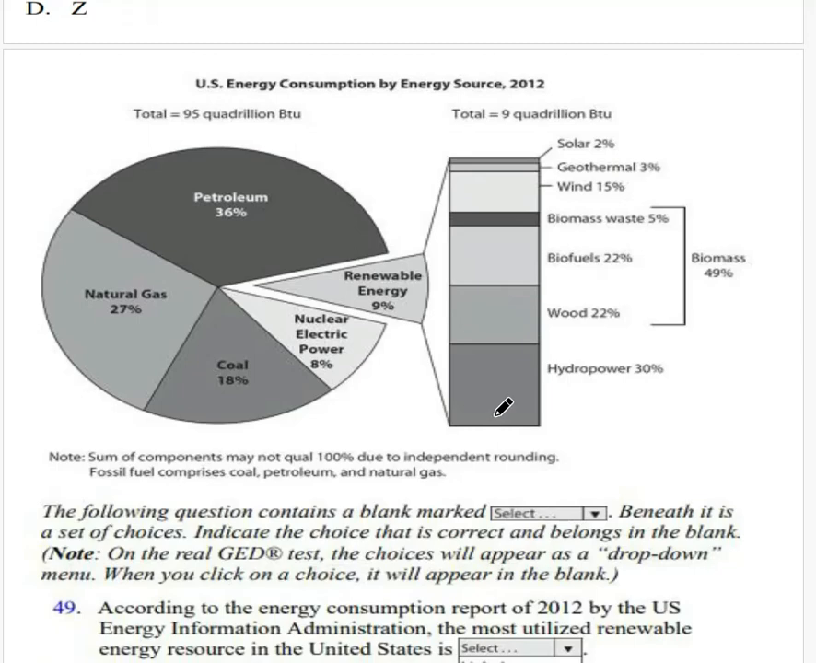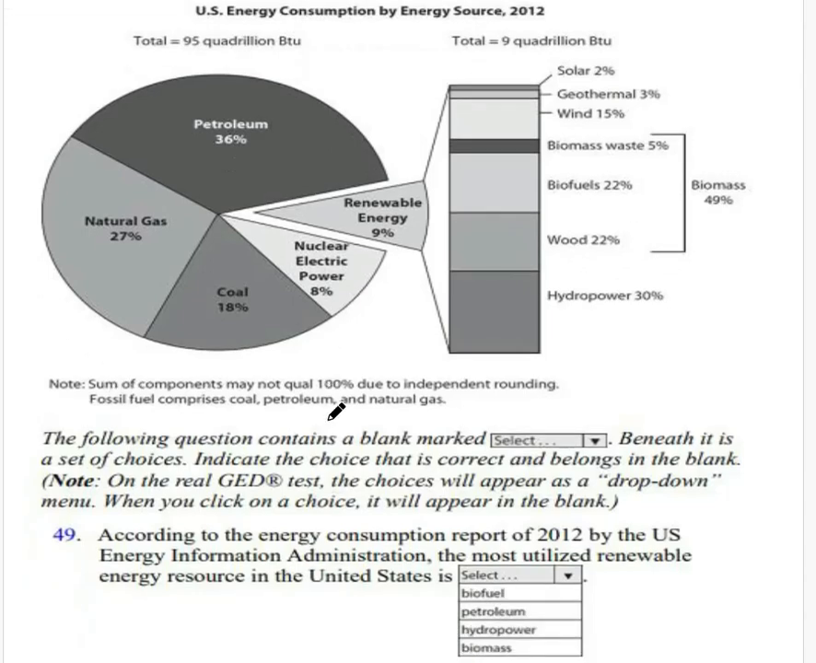Examples of non-renewable are petroleum, natural gas, and coal. And the renewable energy sources are the electric power, then geothermal, wind, biomass waste, wood, hydropower. Okay, so let's take a look at the questions, and we will base our answers to the questions here.